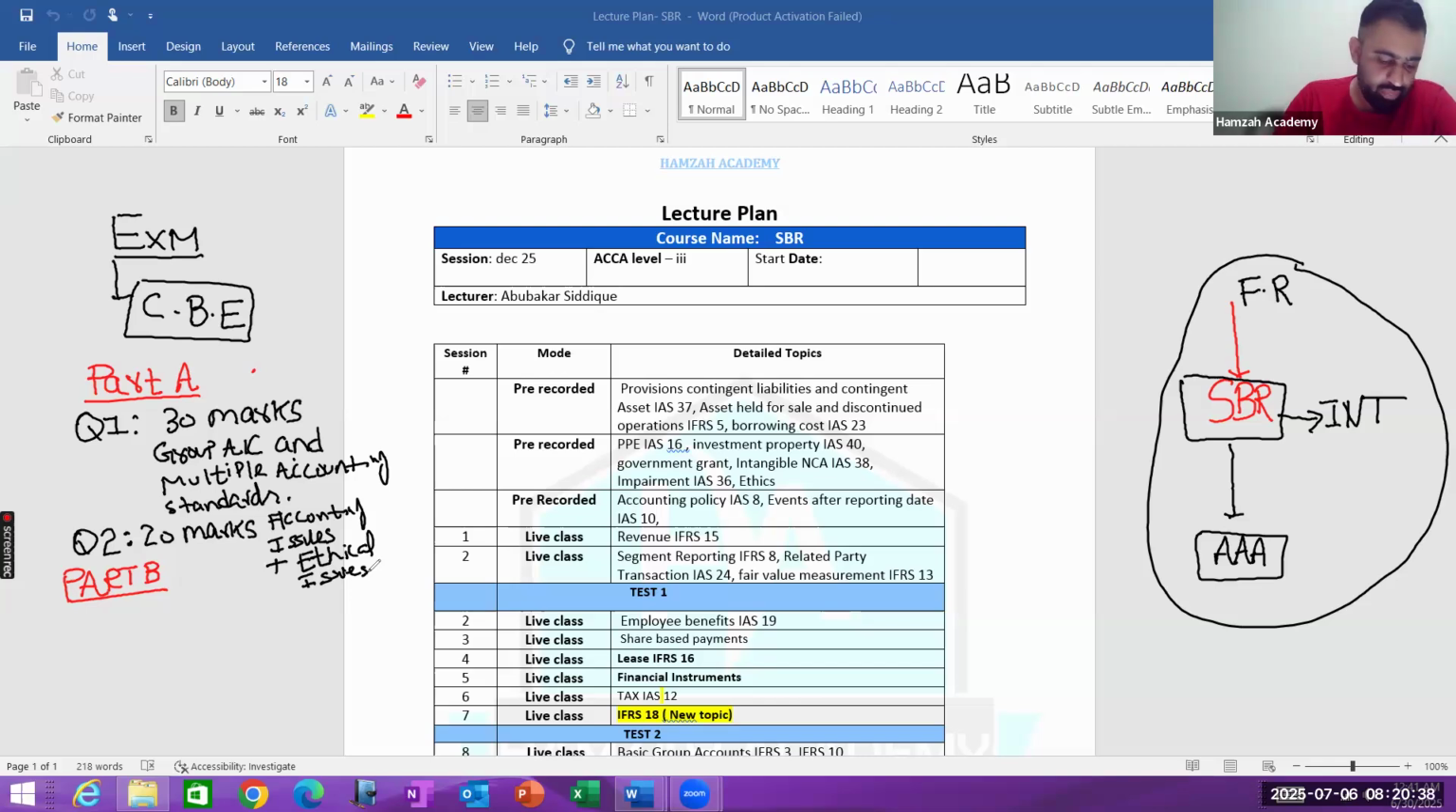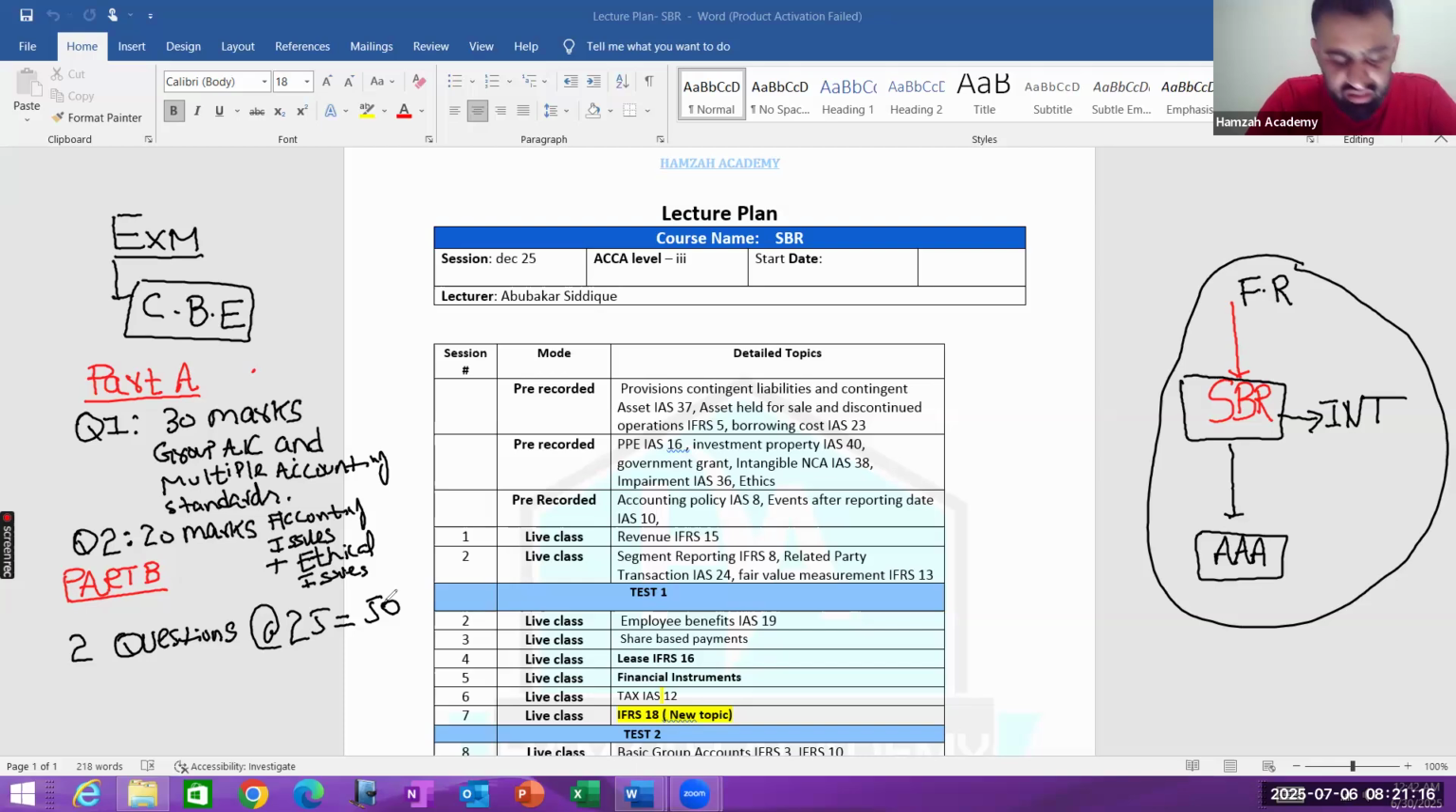So now coming back to Part B of the question. In Part B, we will be having two questions. There will be two questions in Part B, question number 3 and question number 4. And each question will consist of 25 marks. So there will be 50 marks in Part B of the paper.